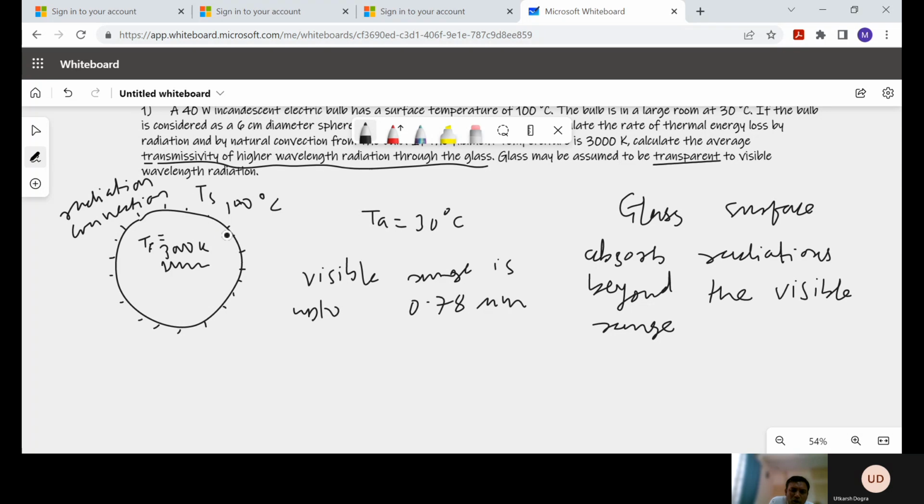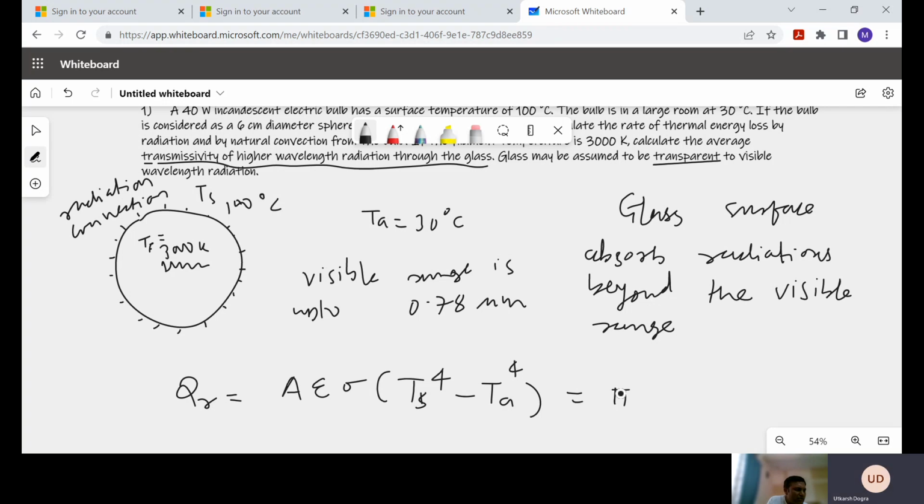So what will be the amount of radiation emitted by this glass surface? So QR will be given by A epsilon sigma T1 raised to power 4, minus, maybe I'll just put it TS raised to the power 4 minus TA raised to power 4. This will be the net radiation emitted by the glass bulb. Do you agree with me? Yes, sir. Now what will be area in this case?